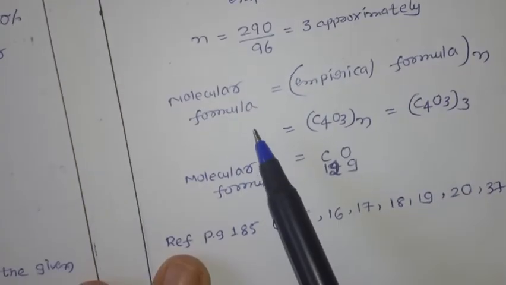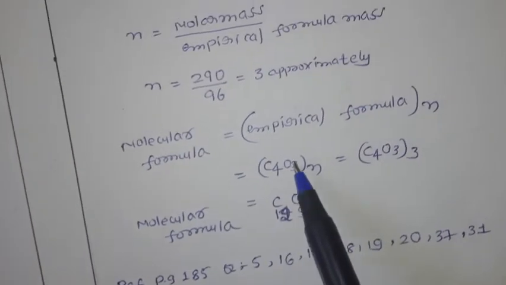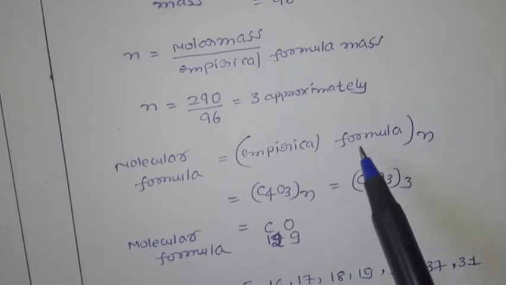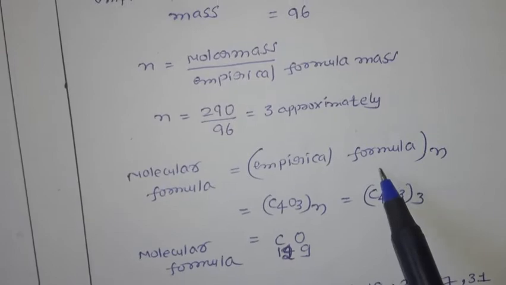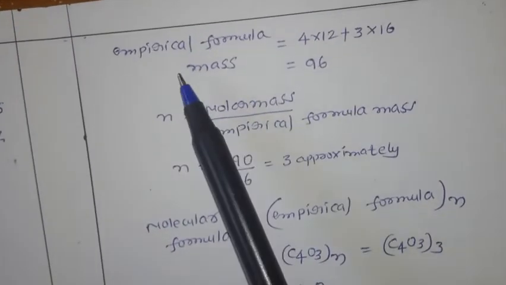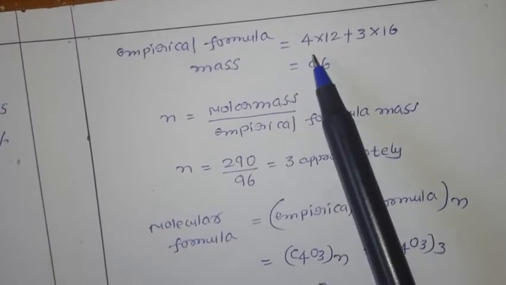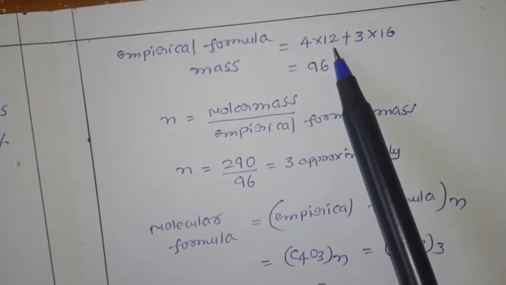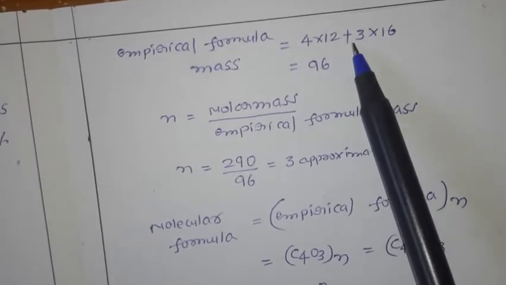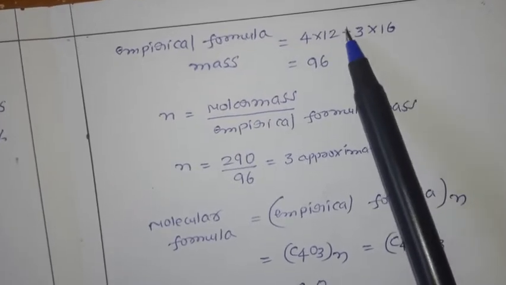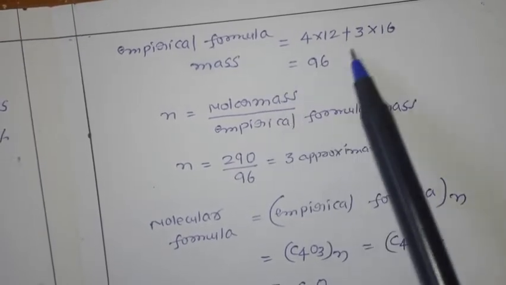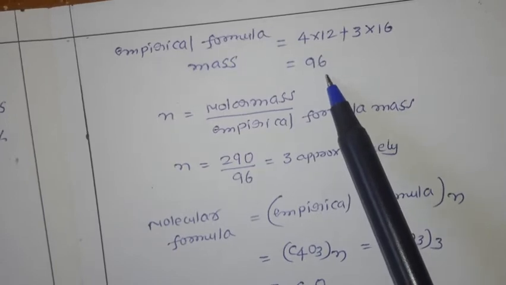Next step is to find out the molecular formula. So we have the relation: molecular formula equals empirical formula into n. Once you know n, you can calculate the molecular formula by using the empirical formula. Now, the empirical formula mass: we have 4 carbon atoms, so 4 into 12 for one carbon atom, plus 3 oxygen atoms, where one oxygen atom's atomic mass is 16. So this is the total empirical formula mass, that is equal to 96.